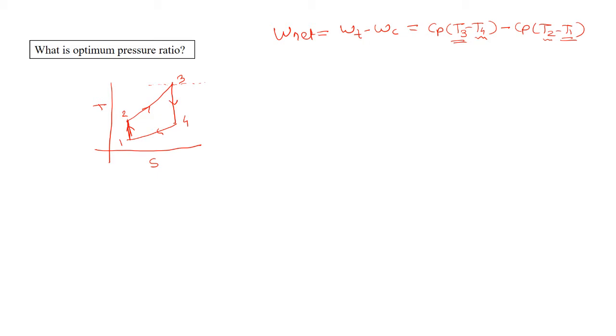There is one thing to remember, that efficiency is also a function of Rp, and efficiency always increases if we increase the Rp. So optimum pressure ratio means the pressure ratio at which the net work is maximum.